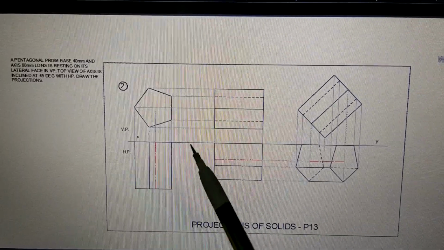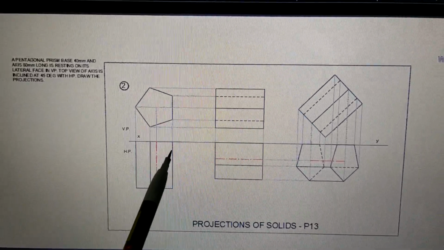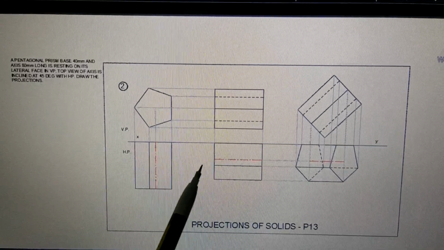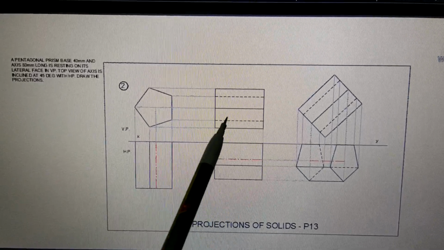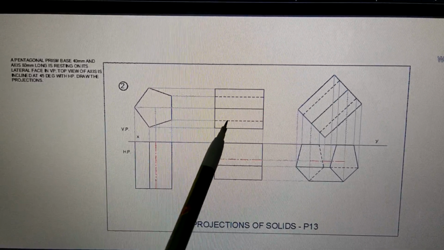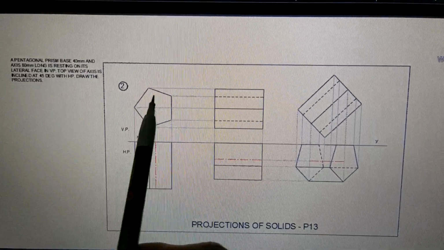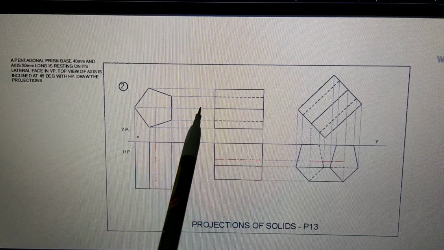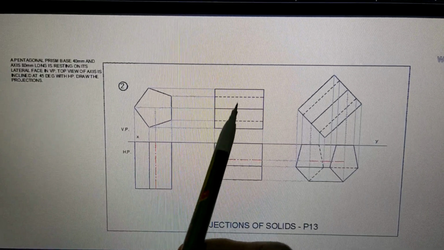Okay, so we continue. This is the figure. The surface on which it is supposed to rest is shown like this after it is rotated, and accordingly the top view has changed like this. The front view has changed like this. Initially the front view was like this. After you tilt it and this surface touches the VP, then the front view looks like this.